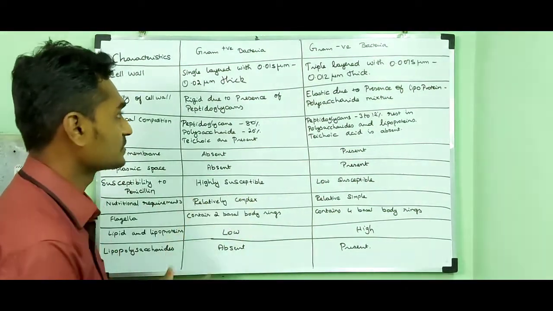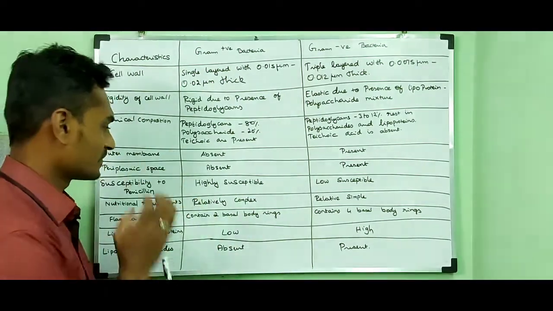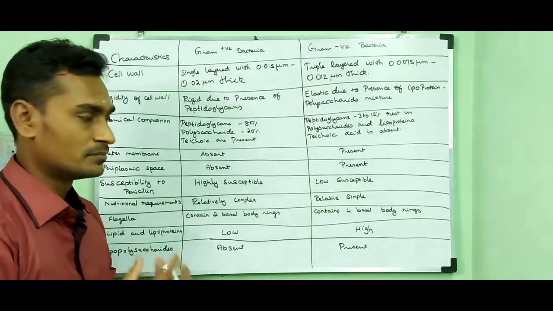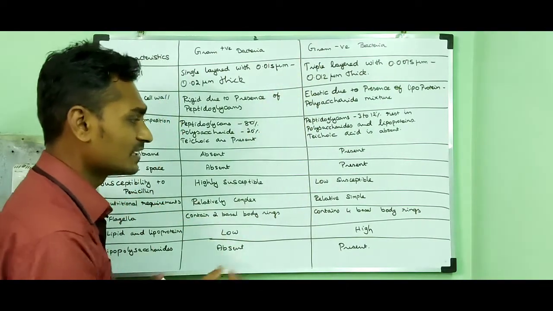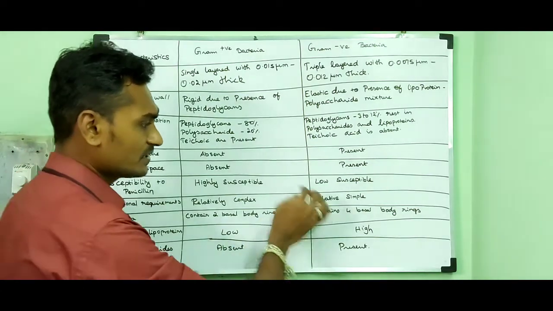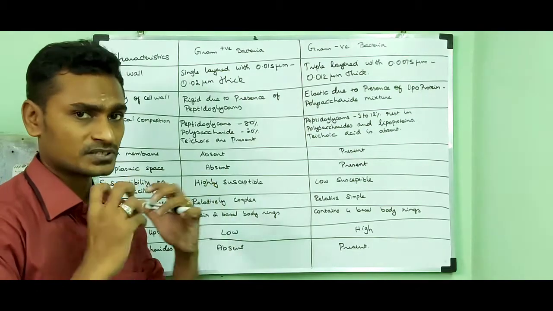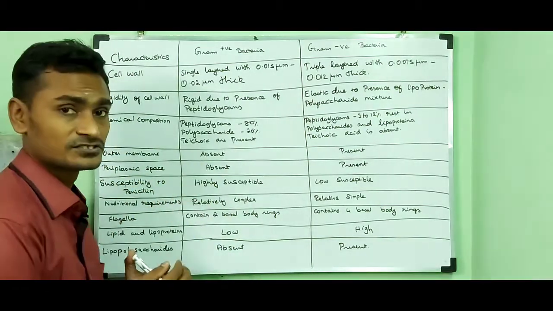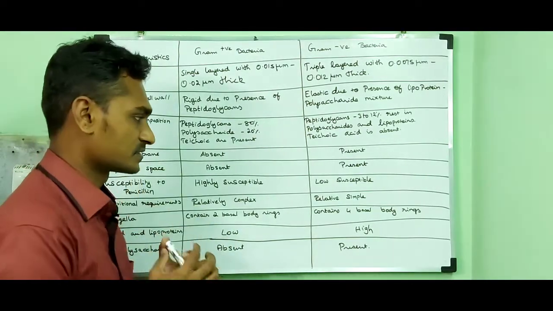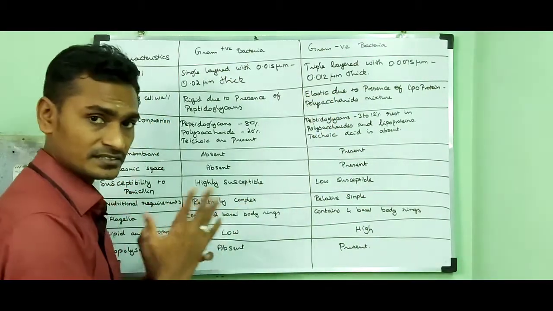Then nutritional requirements. In the case of gram positive bacteria, it is relatively complex. Due to this type of nutrition, we can easily kill the gram positive bacteria. While in the case of gram negative bacteria, it is relatively simple. They need very simple nutrition and can absorb nutrition using simple processes, while gram positive bacteria absorb nutrition by complex processes. So we are not able to kill the gram negative bacteria very easily.